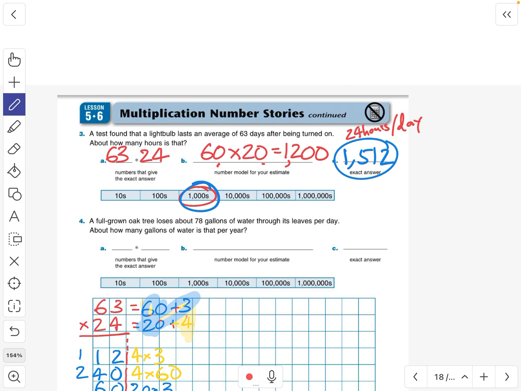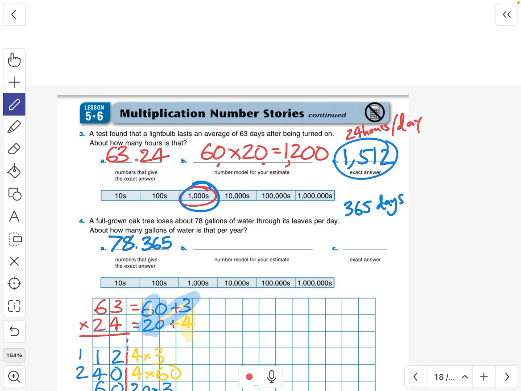Okay, so go ahead and do number 4 also, and the answer to it is on the next slide, so you can check yourself. But I will tell you, it says per day, and then it asks how many gallons per year. We're going to use the number 365 days to represent a year. We're going to assume this is not a leap year. So 365. 78 gallons of water per day times 365.